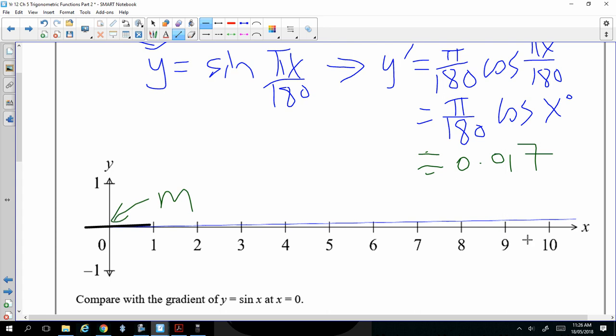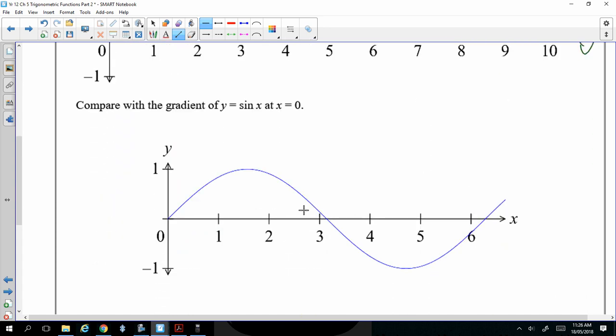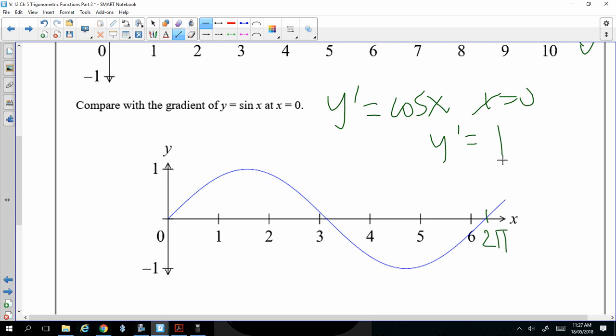That's x degrees. Whereas when you do it like this with radians, 2 pi is 360. If you find the derivative, you get just cos x. And then when x is 0, y dash is 1. So the gradient is exactly 1. So that's the difference when you have degrees and you have radians.